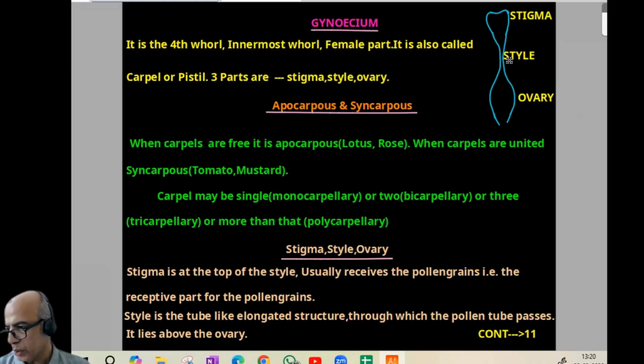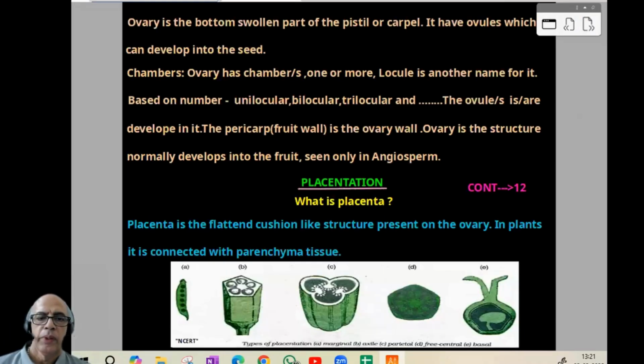Style is the long, elongated tube-like structure through which the pollen tube passes. It lies above the ovary. So this is the ovary and this is the style. I think the idea is clear. Now we can proceed to the next page. Ovary is the bottom swollen part of the pistil or carpel. It has ovules which can develop into seeds.